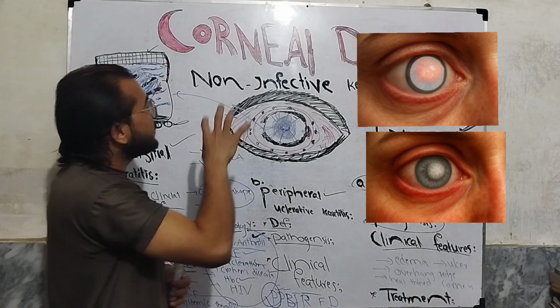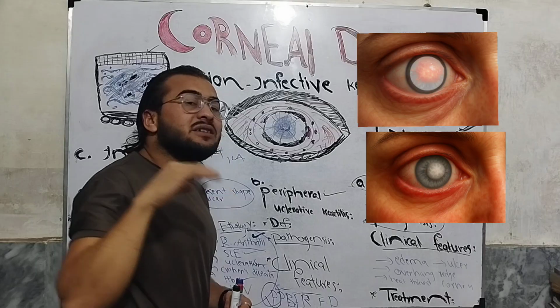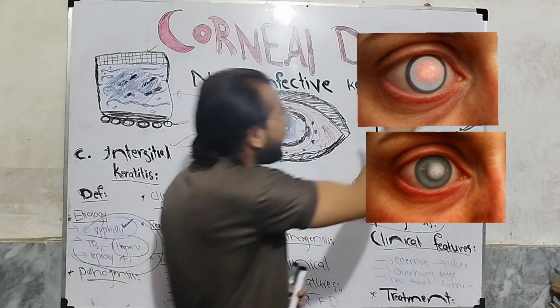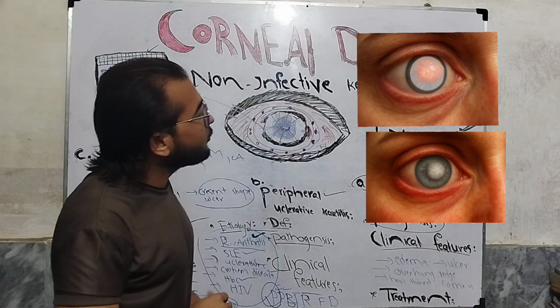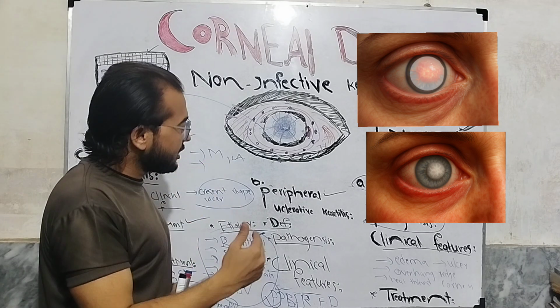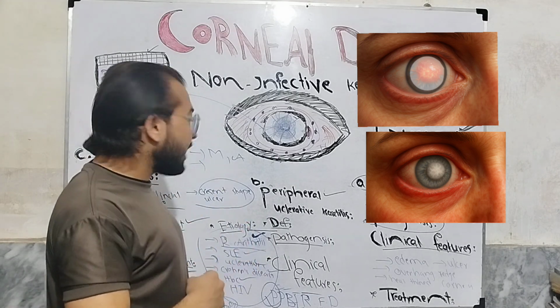So this was about the non-infective keratitis. We previously discussed the allergic keratitis, and now these were some of the autoimmune keratitis with their clinical features, pathogenesis, diagnosis and treatment.